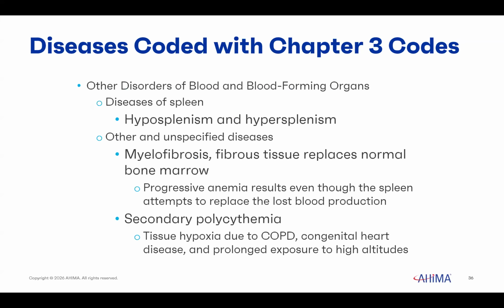We can also have disorders and diseases of the spleen, including such things as hypersplenism, and some other specified diseases are myelofibrosis, in which fibrous tissue is replacing the normal bone marrow. And we can get progressive anemia resulting from this. We can also have secondary polycythemia, in other words, tissue hypoxia due to COPD, congenital heart disease, or prolonged exposure to high altitudes.